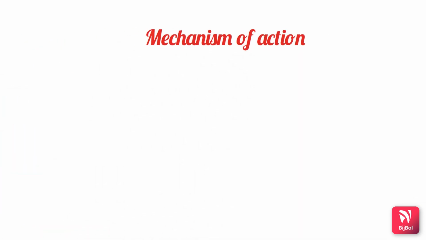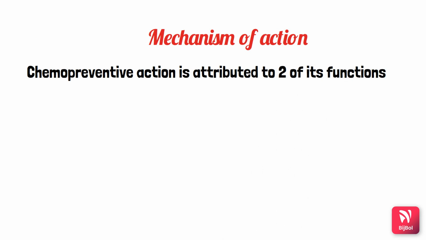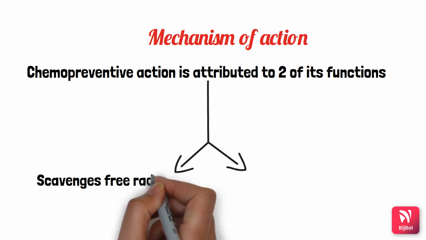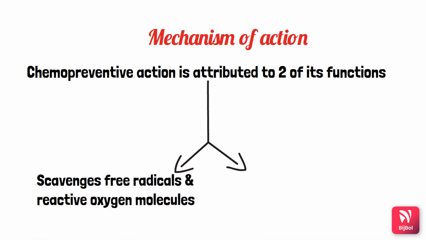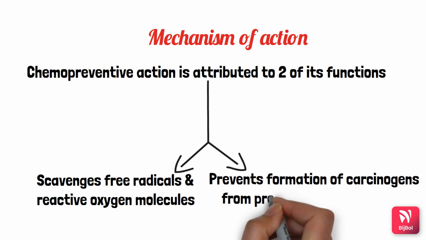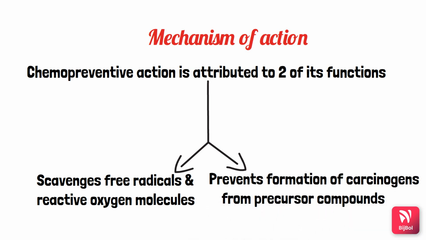Coming to the mechanism of action of vitamin C, it is attributed to the chemopreventive action. This chemopreventive action is attributed to two of its functions. Firstly, it scavenges the free radicals and reactive oxygen molecules, and also it prevents the formation of carcinogens from the precursor compounds. So vitamin C's main action is by its antioxidant properties, scavenging the free radicals and also preventing the formation of carcinogens.